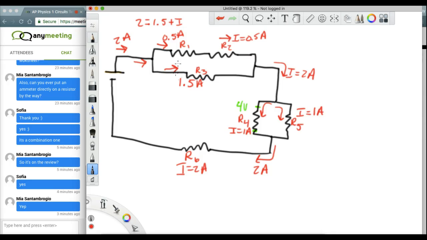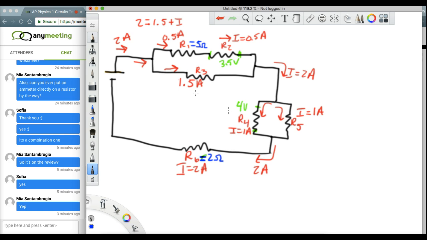We know the resistance of R1 is 5 ohms. R2, they tell us, has a 3.5 volt drop, so from here to here is a 3.5 volt drop. R3 is 1.5 amps, we already know that. R4 is 4 volts. R5 is 1 amp. R6 is 2 ohms. Oops, let's do that in blue. They told us that R6 is equal to 2 ohms.